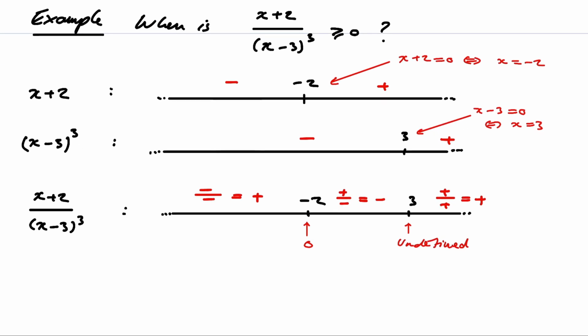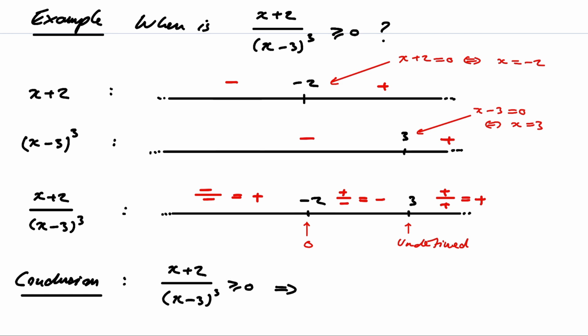So the conclusion is the following. Conclusion: x plus 2 divided by x minus 3 cubed is greater than or equal to 0. This is if and only if... okay, what are the options? If and only if x is in... okay, there are 2 positions it can be in, basically, right?